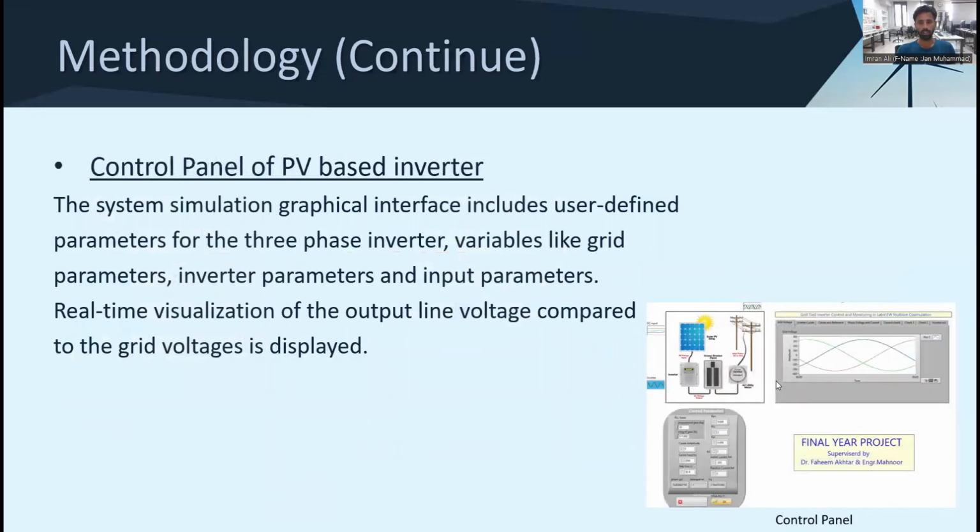This is the control panel in which we can control the PLL gain, KP gain, K speed, carrier frequency, and carrier amplitude. We can directly run the simulation from the control panel or front panel, and we can also stop it from there. Actually, we have designed this environment as a user interface.